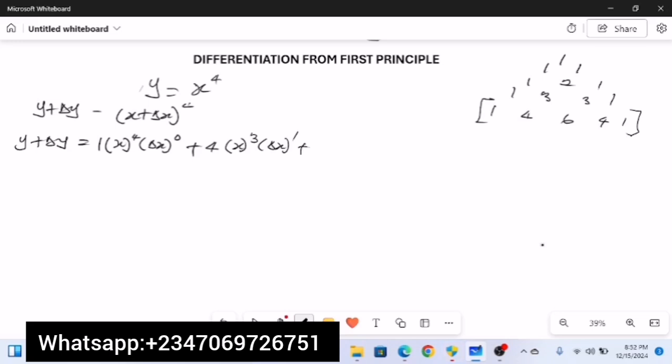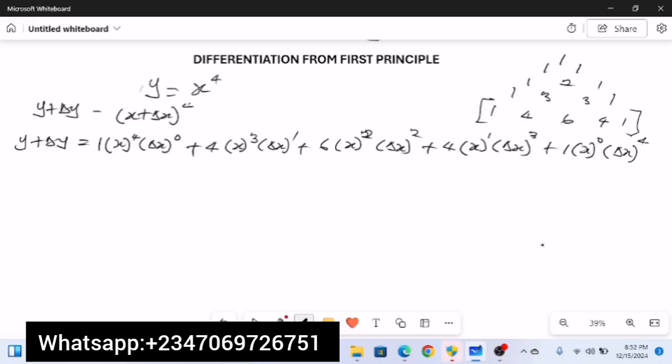Okay, plus next value there is 6, so I have 6 times x again drops to the power of, now is going to be 2, times change in x again increases by 1, so you have change in x to the power of 2, plus next value there is 4 into x drops again by 1, so it becomes x to the power of 1 times change in x once more increases by 1, so change in x to the power of 3, and finally plus 1 times x drops again by 1, that is to the power of 0, times change in x to the power of 4.